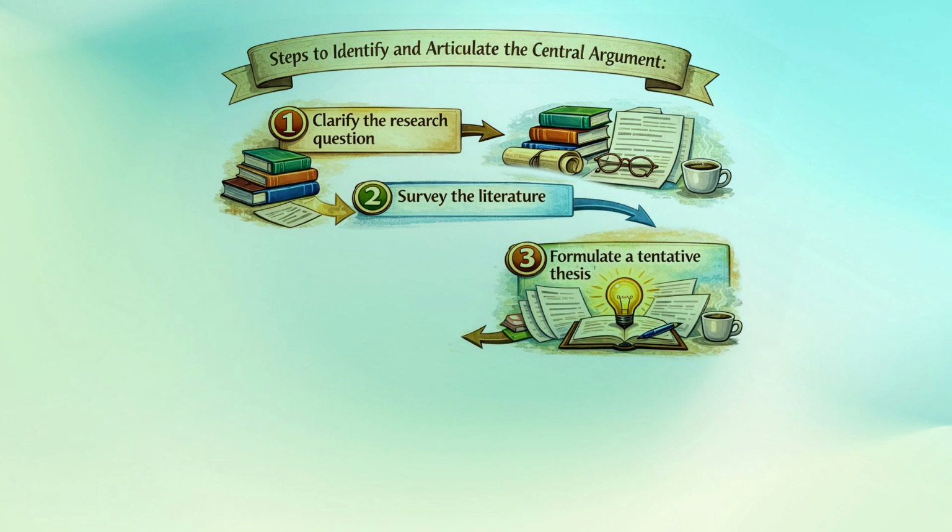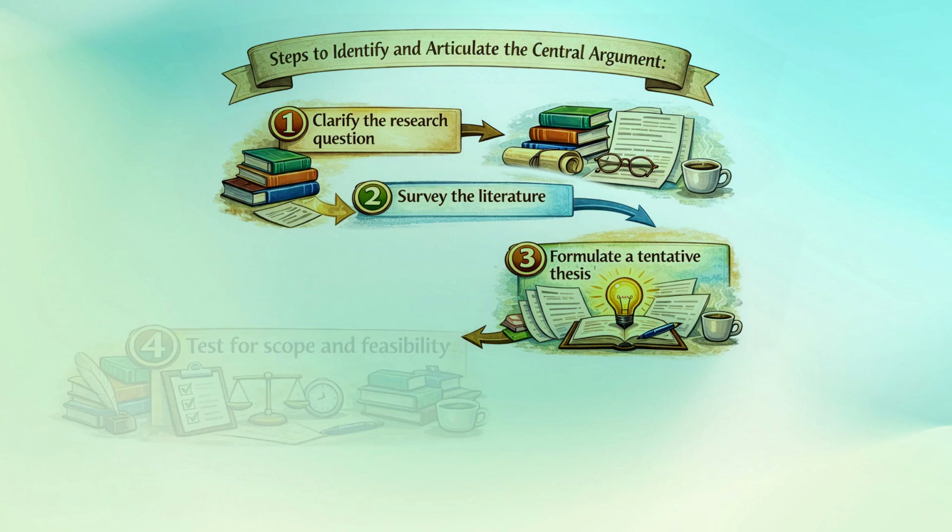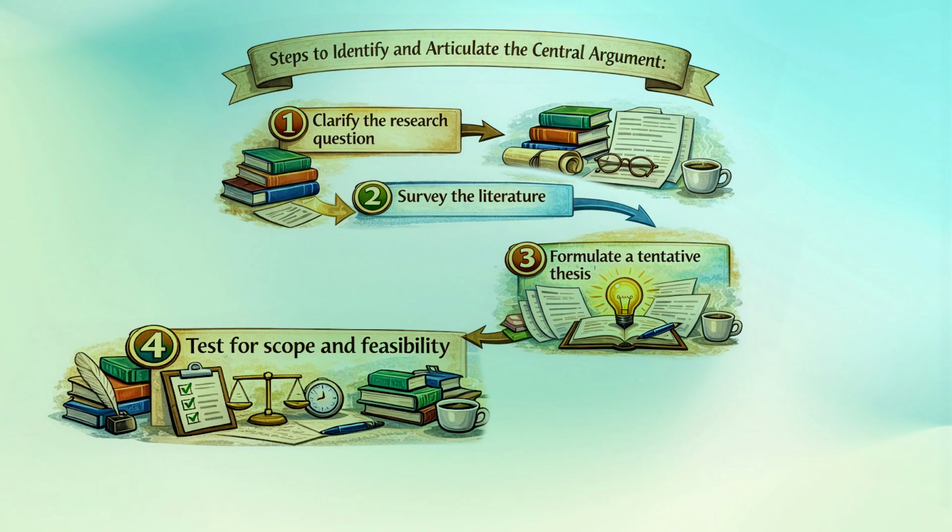Then, formulating a tentative thesis is very important. It can also mean that shortening of the research question is done, or it can also be the opposite. That is, the research question might get elaborated and extended to become a tentative thesis in the article. Then comes testing for scope and feasibility.